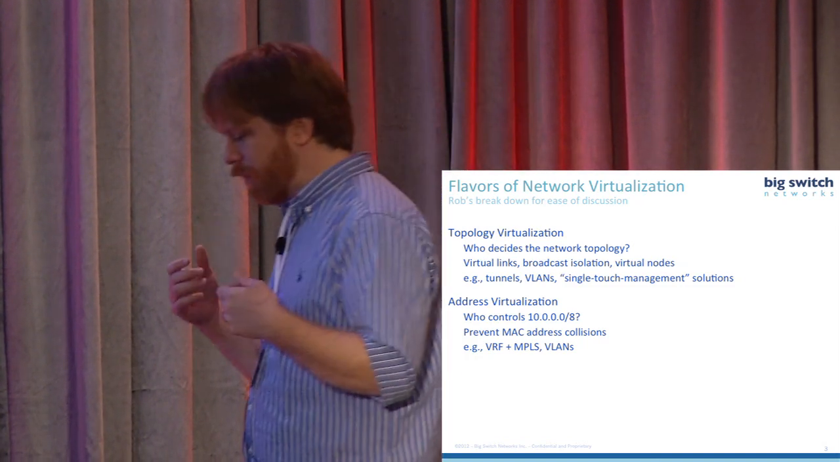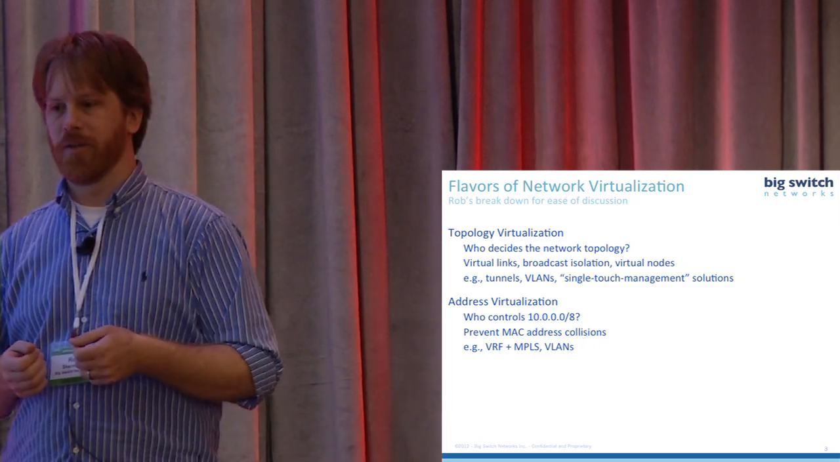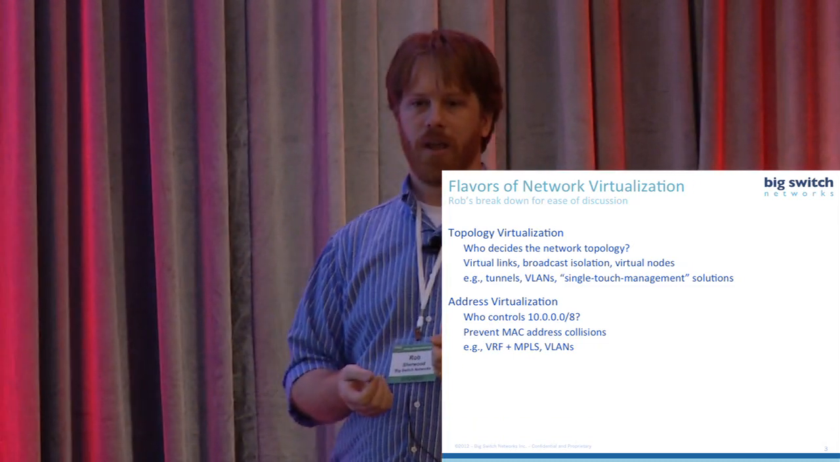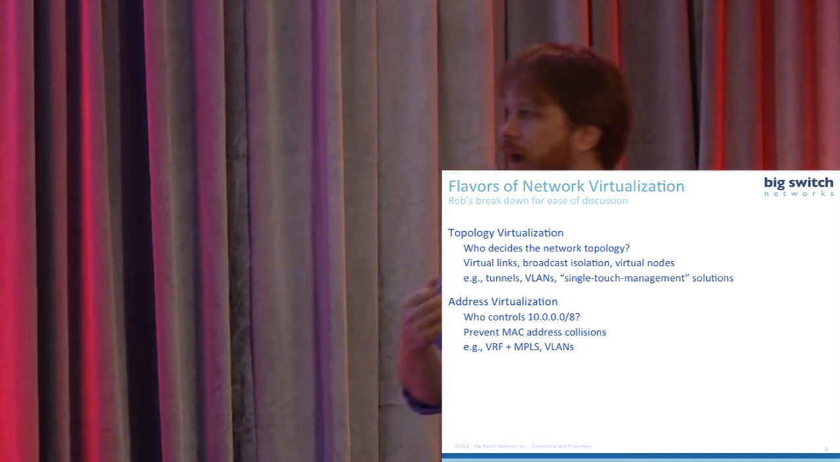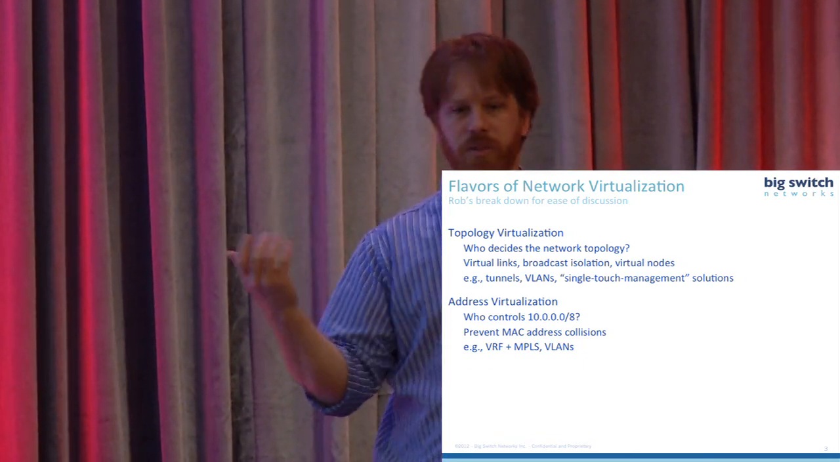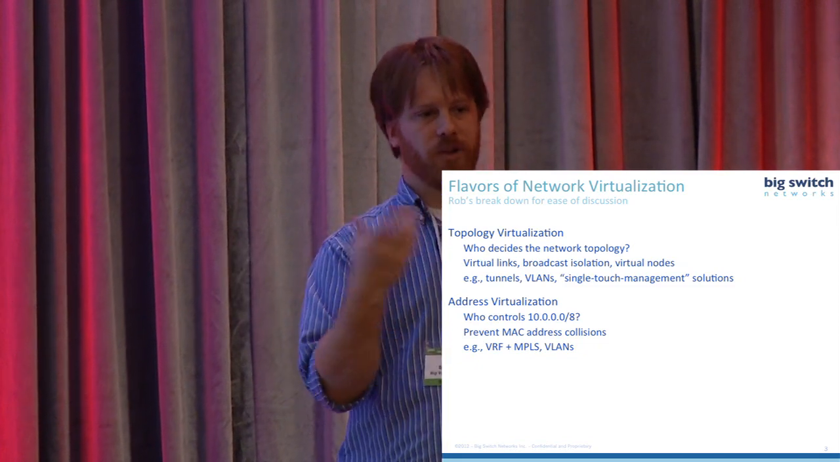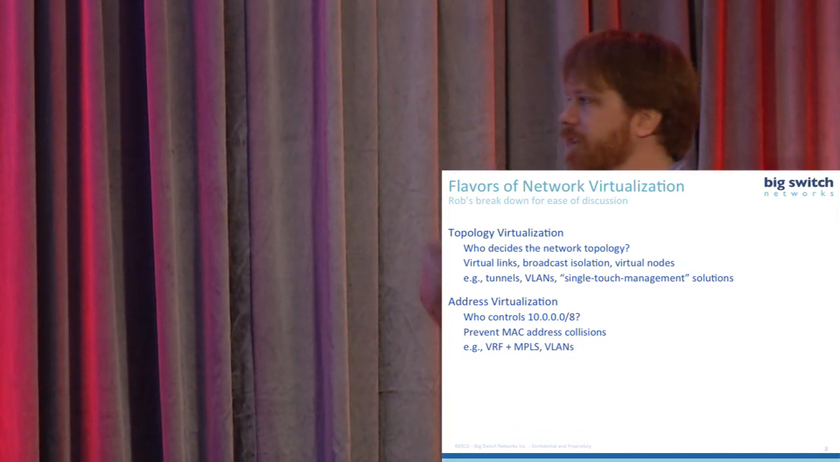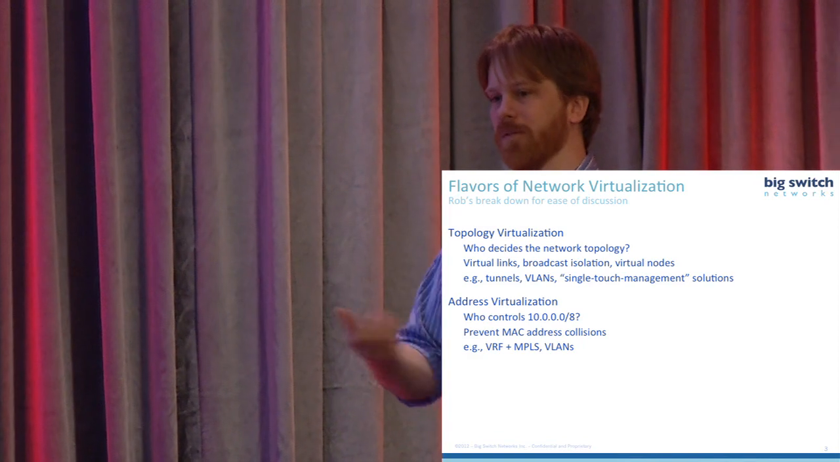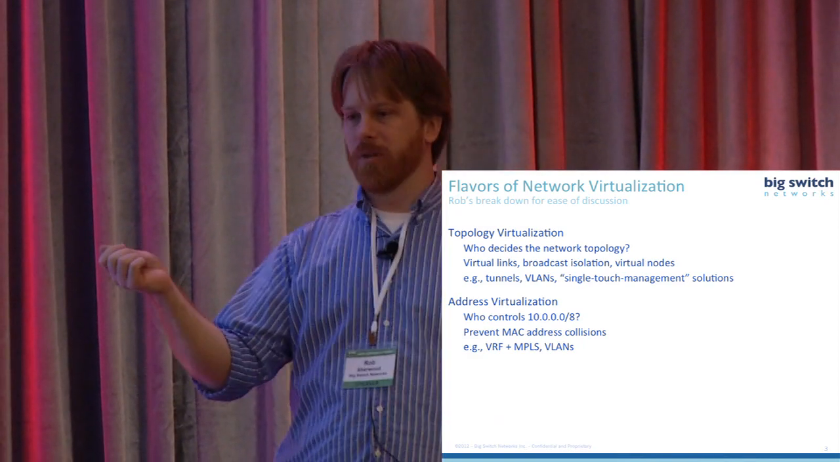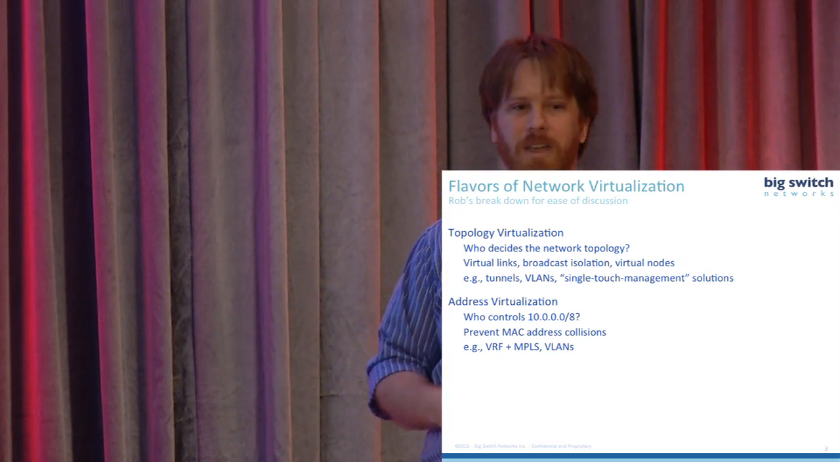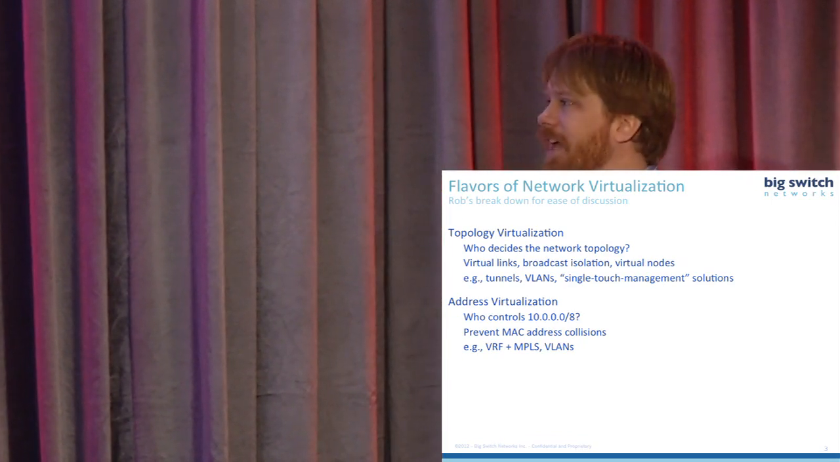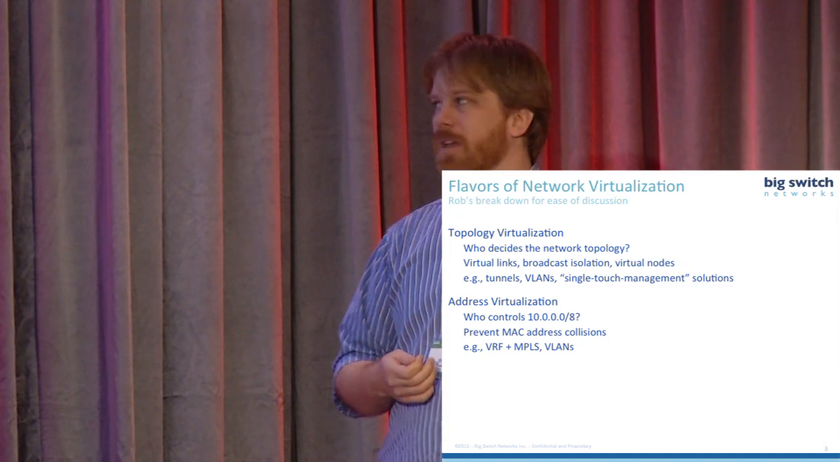And so one of the first types of network virtualization that you think of is what I call topology virtualization. That is creating links, creating nodes, changing who's in the same broadcast domain. These are all kind of functions of topology. And this is the type of network virtualization that most of you are probably familiar with. So a virtual link is really a tunnel. You're creating a link between something that doesn't exist. Broadcast isolation, you can do this with VLANs.